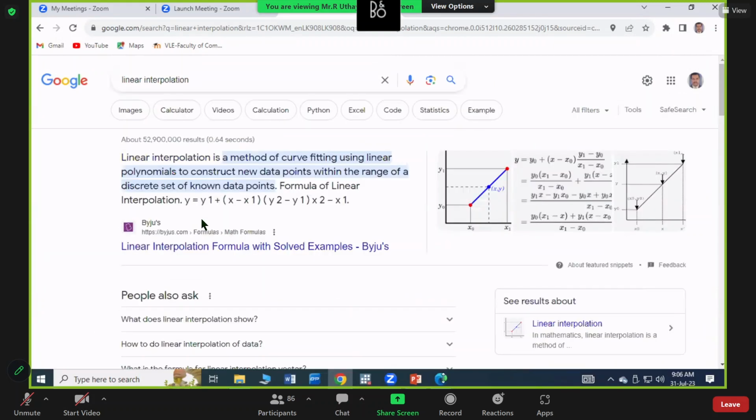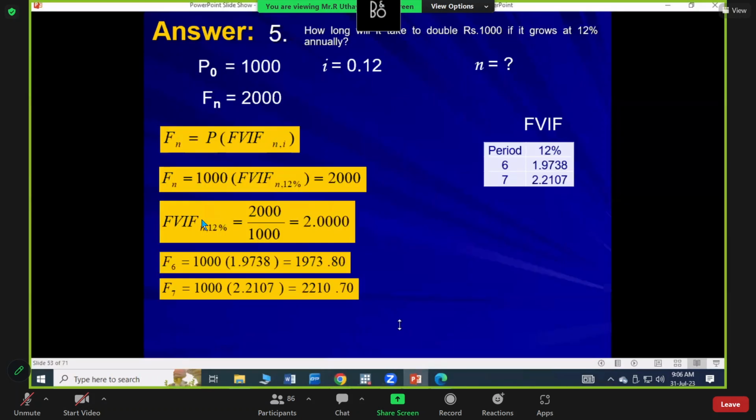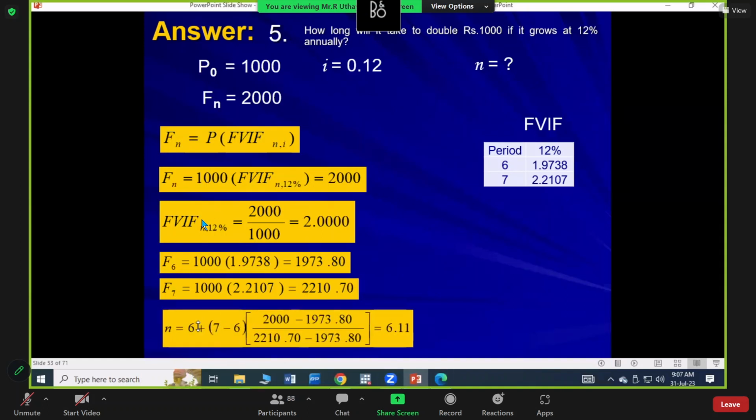So on the web it's available. You can learn it. So I can demonstrate here. You get the value F6 as 1973.8, not exactly 2000. But at year 7, you can get more than double, 2210. So you want to find out the exact year where you get 2000. This is the formula that you want to apply, as I have mentioned here.